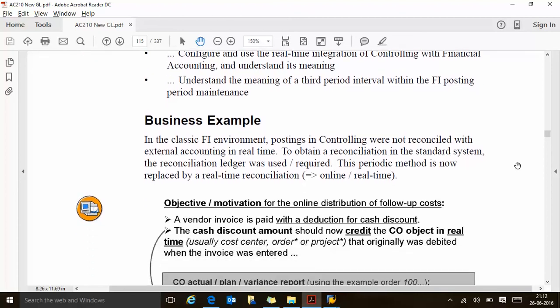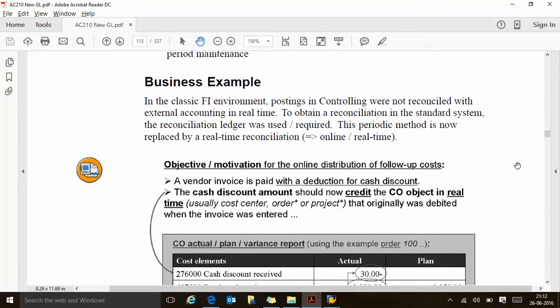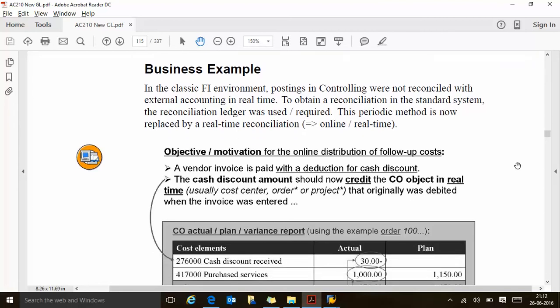In the classic FI environment, postings in controlling were not reconciled with external accounting in real time. To obtain a reconciliation in the standard system, the reconciliation ledger was used. So there was an additional reconciliation ledger. In classic GL, there was no FI and CO real-time reconciliation. This periodic method is now replaced by real-time reconciliation, which we say online or real-time.